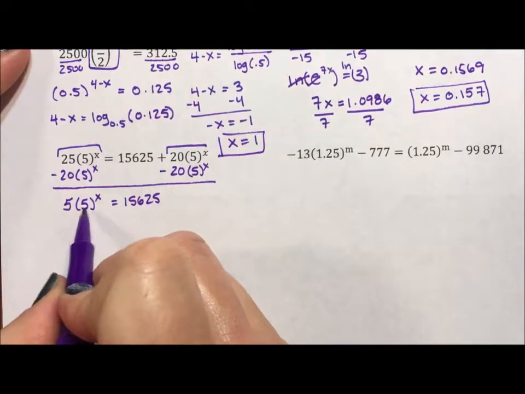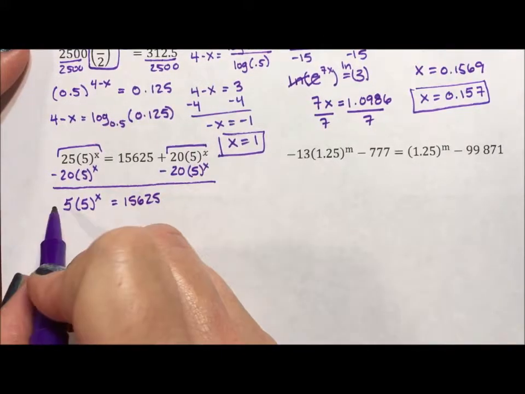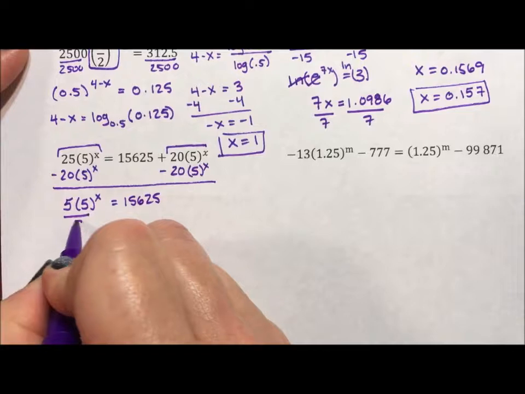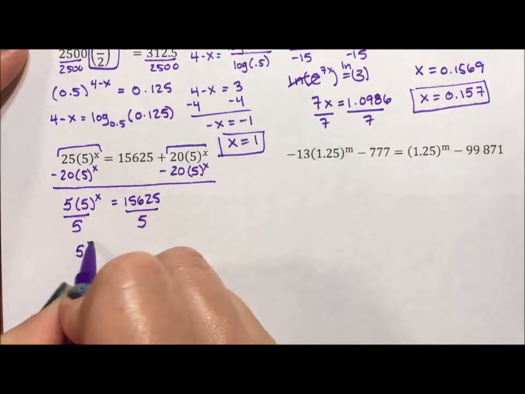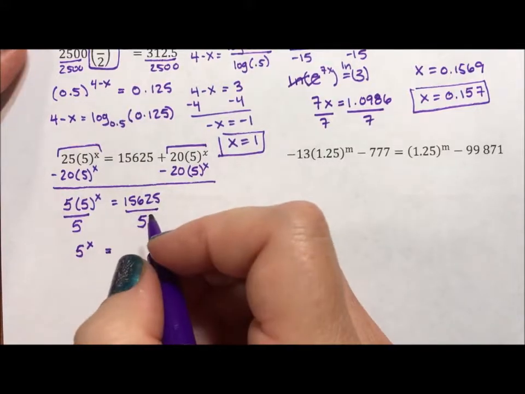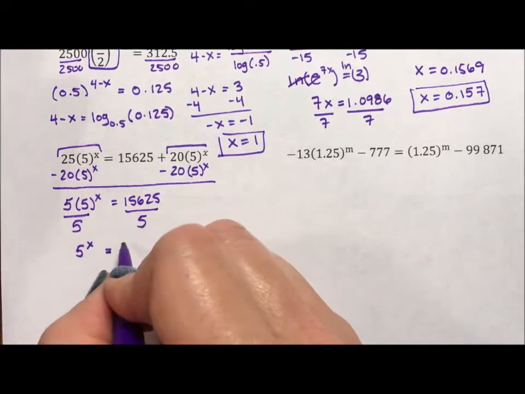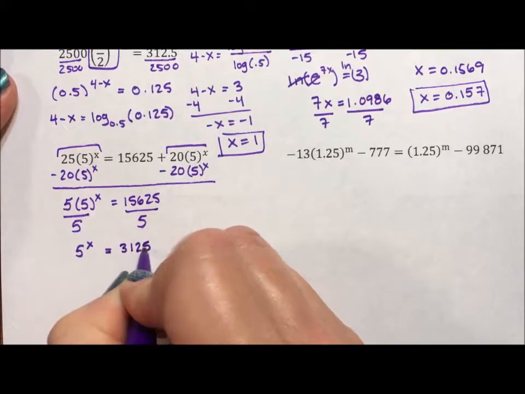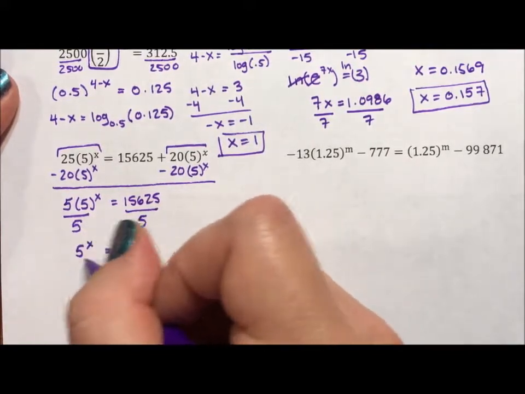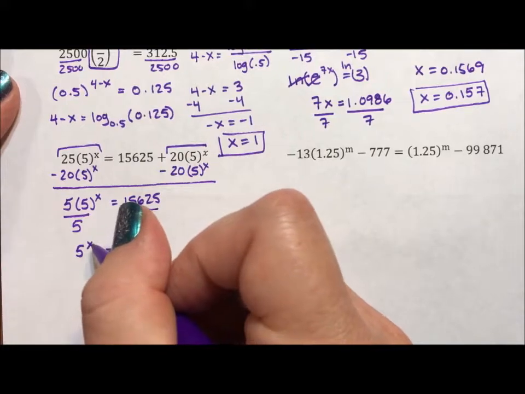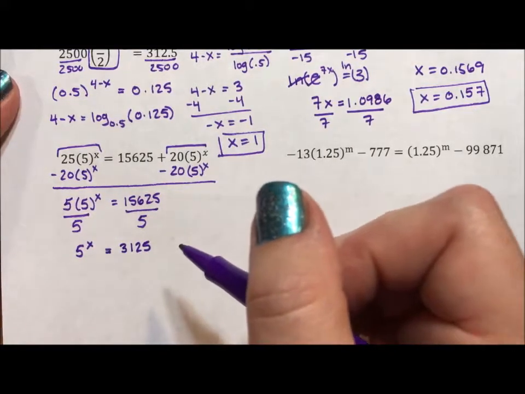I'm going to end up with 5 times 5 to the x is equal to 15,625. If this was 5x equals 15,625, you would say, oh, divide by 5. That is exactly my next step, so that I have 5 to the x is equal to 3125. Now, you can't divide by 5 again. That's probably the biggest mistake I see students doing. The thing is, if you divide by 5, you'd actually have 5 to the x minus 1. That's not getting you anywhere.